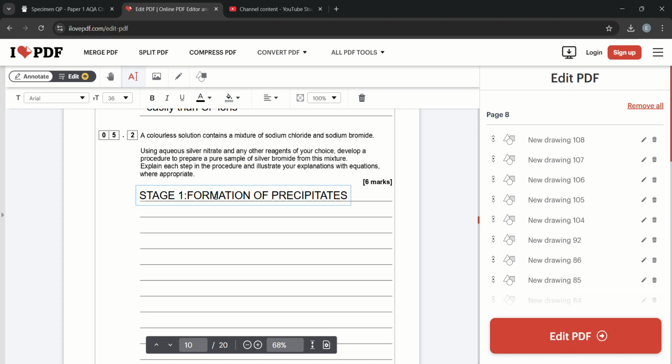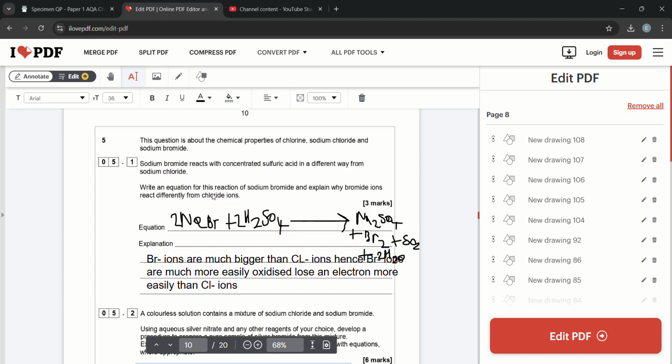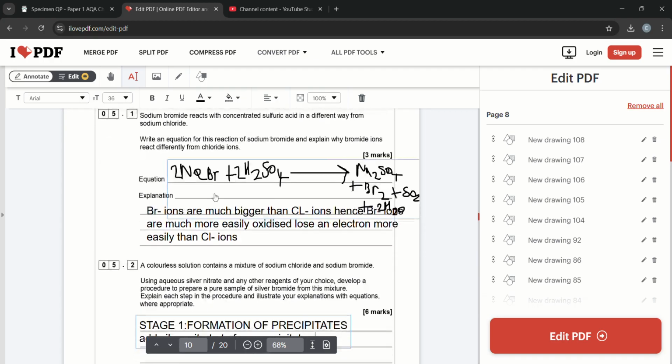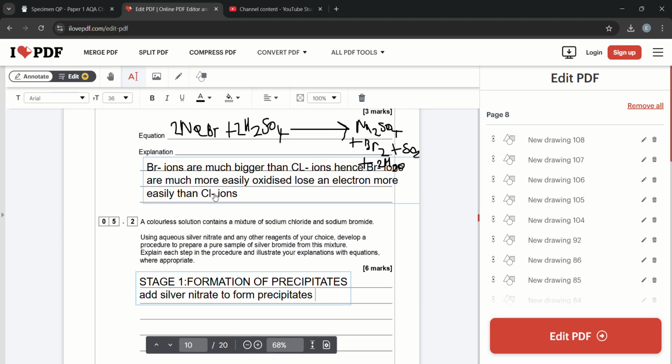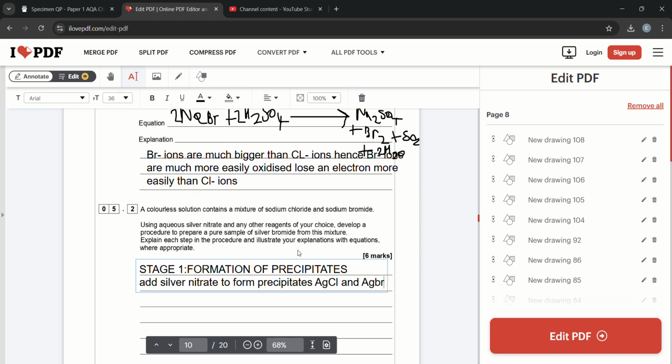Stage 1, formation of precipitates. We want to add silver nitrate to form precipitates. If we add silver nitrate, we're going to form precipitates of the chloride and bromide ions, AgCl and AgBr. Sodium chloride and sodium bromide react with AgNO3, and that's what we're going to form, AgCl and AgBr.